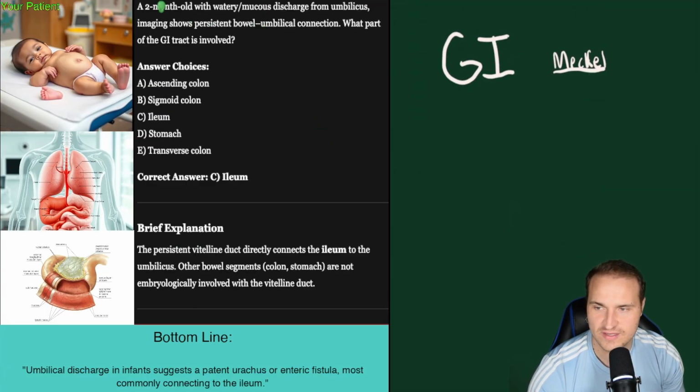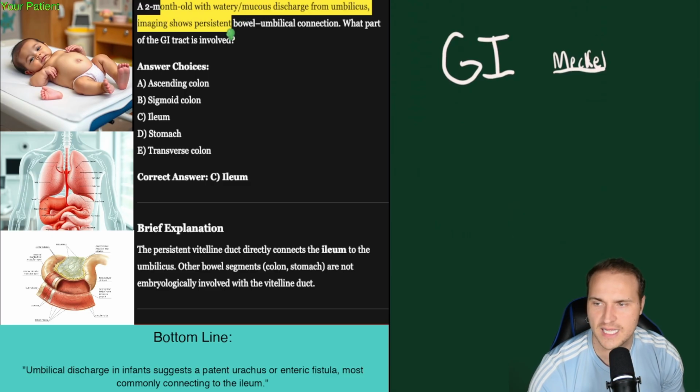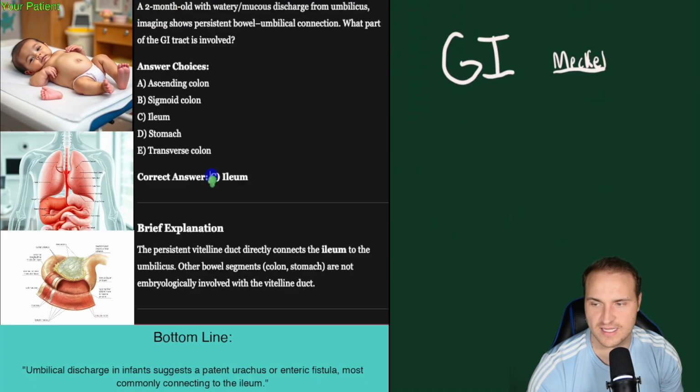All right, this question, we have a 2-month-old with watery mucus discharge from the umbilicus. Imaging shows a persistent bowel-umbilical connection. What part of the GI tract is involved? The answer is the ileum.